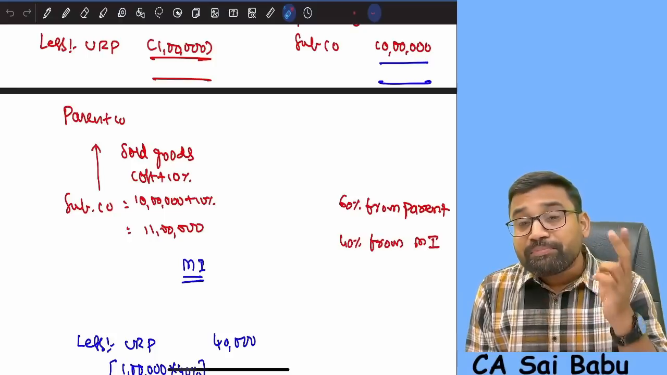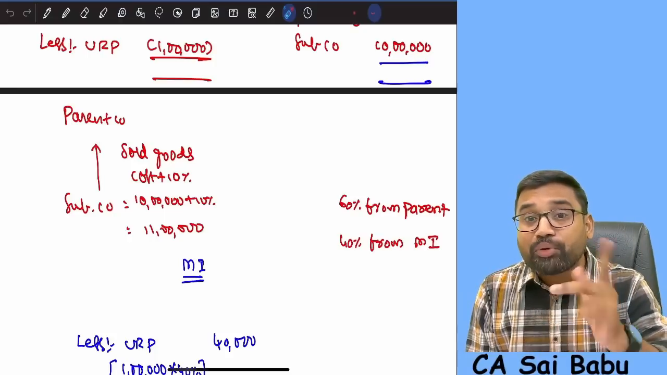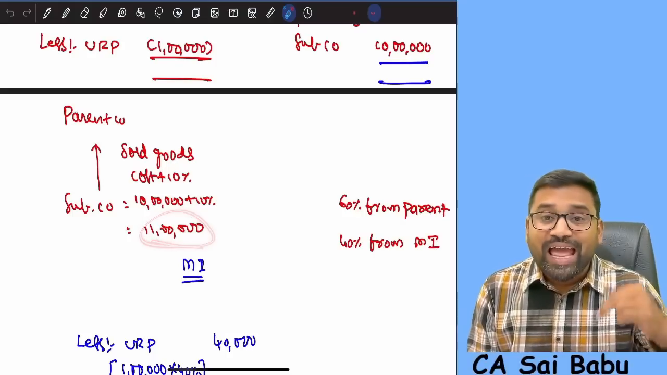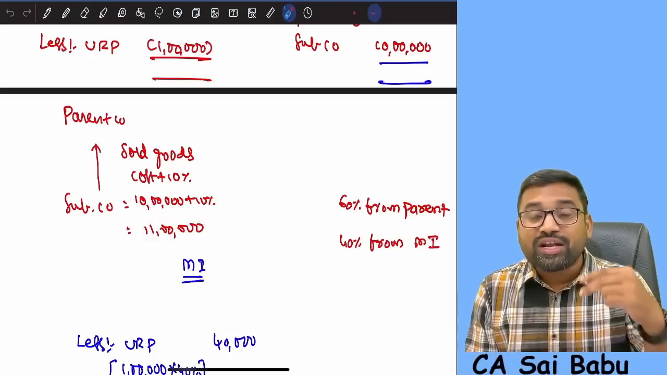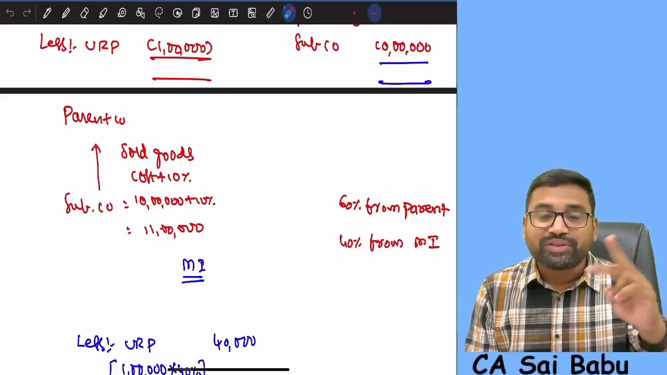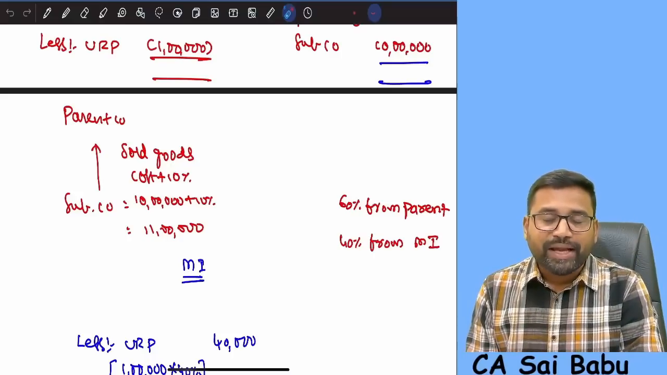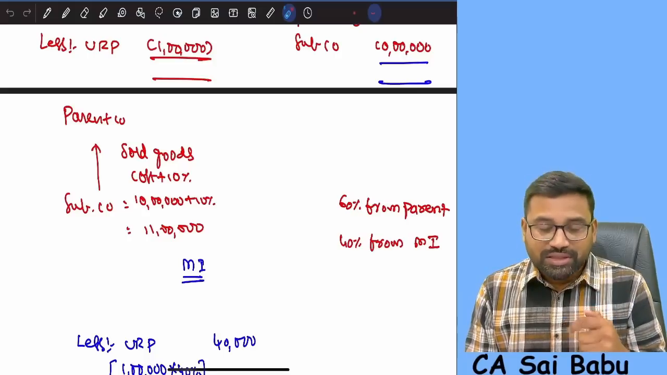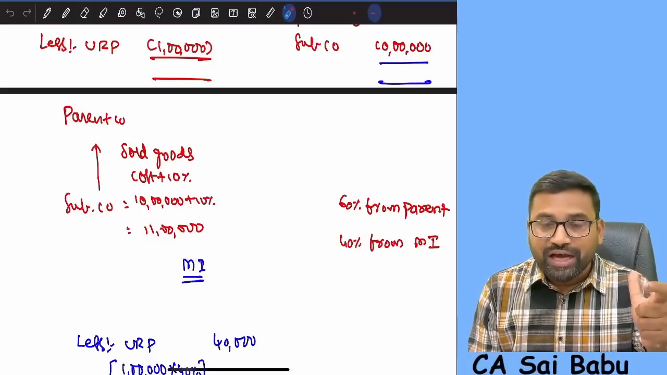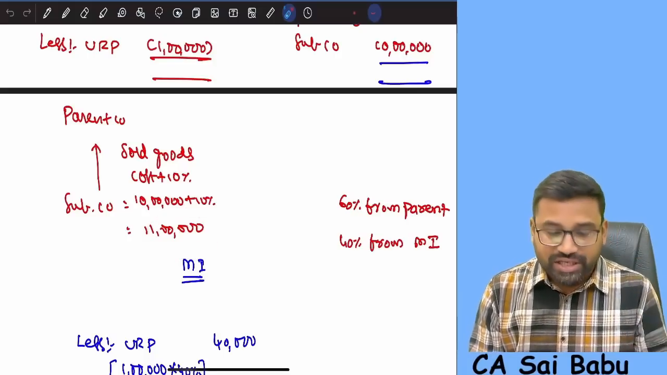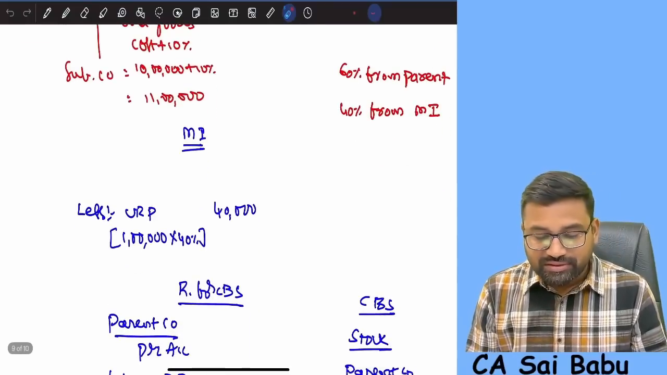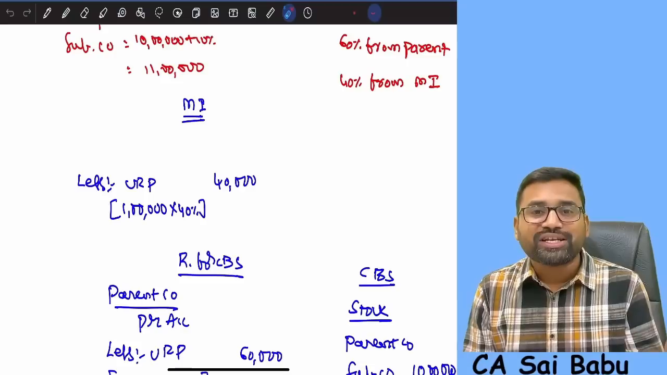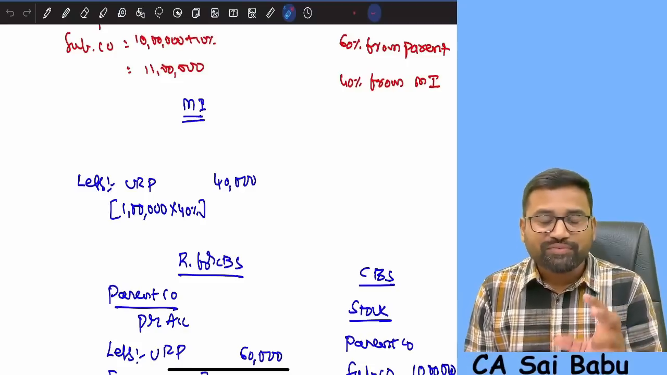Now subsidiary company profits are already analyzed and apportioned between the parent and minority interest. That means including this 1 lakh unrealized profit, which is already analyzed and apportioned between the parent and minority interest. So what you need to do is, you need to eliminate. Out of this 1 lakh unrealized profit, what is the parent company share? Suppose parent company share is 60%. 60% eliminate from the parent company profits. 40% eliminate from the minority interest. You understand the logic? Very simple, sir.